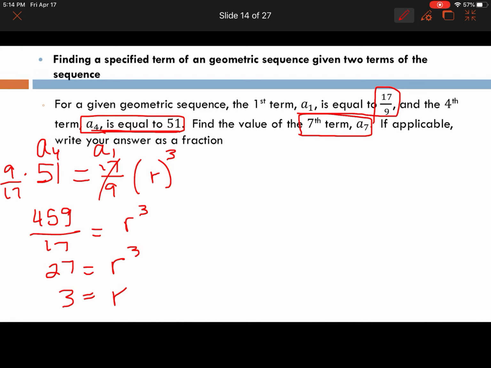So now that we have that information, I can just write the seventh term, right? So a sub 7 is equal to a sub 1, which is 17 over 9, times r, which is 3, raised to the 7 minus 1, or 6th power. Okay, so we will take 3 to the 6th. That's going to be 729.